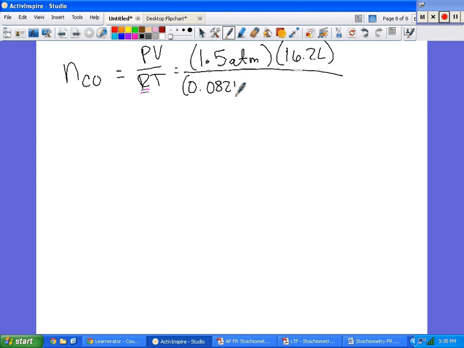0.0821. Now remember, it's not going to be given in the question, but consult your formula sheet. Okay? Does that make sense? Consult your formula sheet. Liters times atmospheres over moles times Kelvin. And then finally, there's something different about our temperature. What's wrong with the temperature? It's in Celsius, and you must convert it to Kelvin.